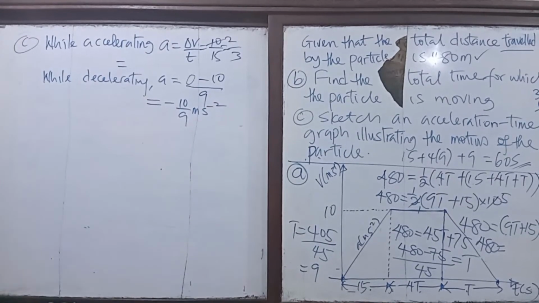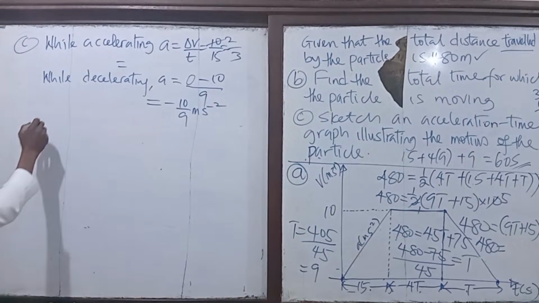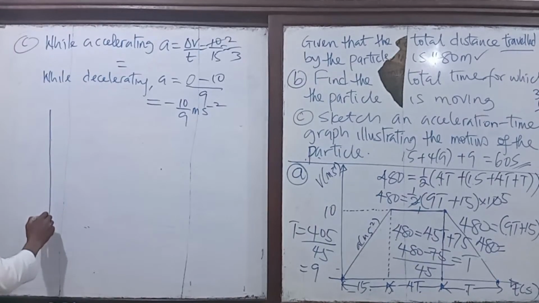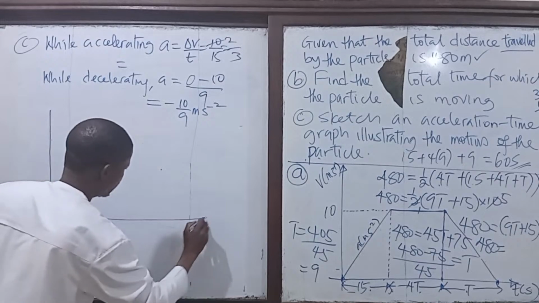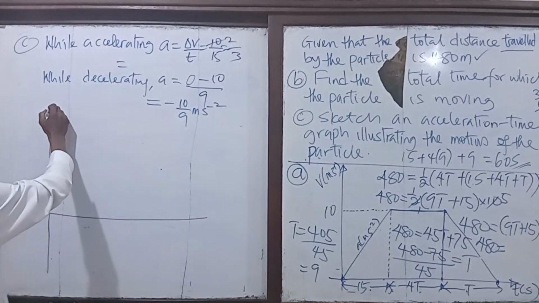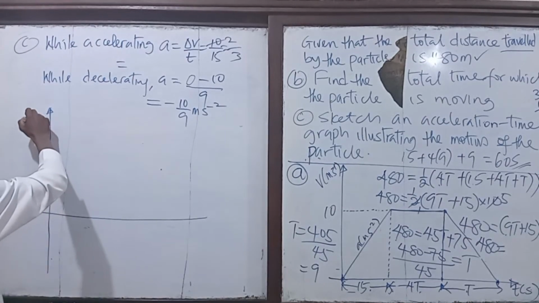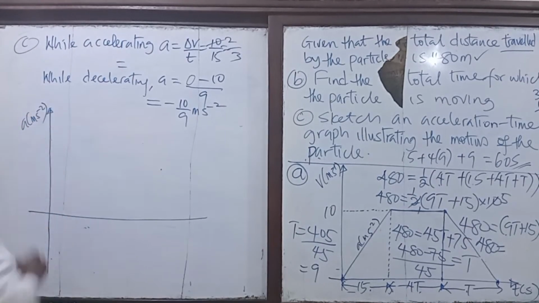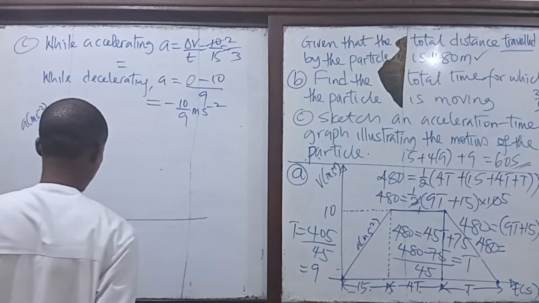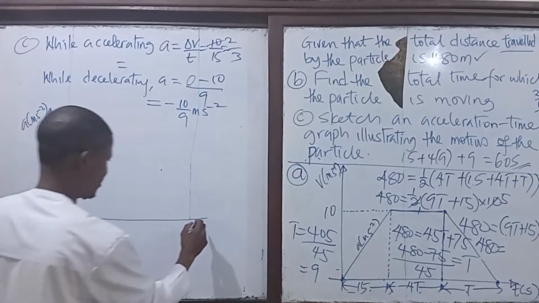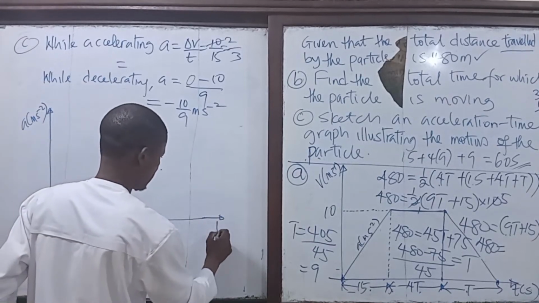Then we can now begin to sketch. So let's begin to sketch the acceleration time graph. Begin to sketch your acceleration time graph. So this will be acceleration on the vertical in meter per second squared, and this will be the time. This is the time in seconds.